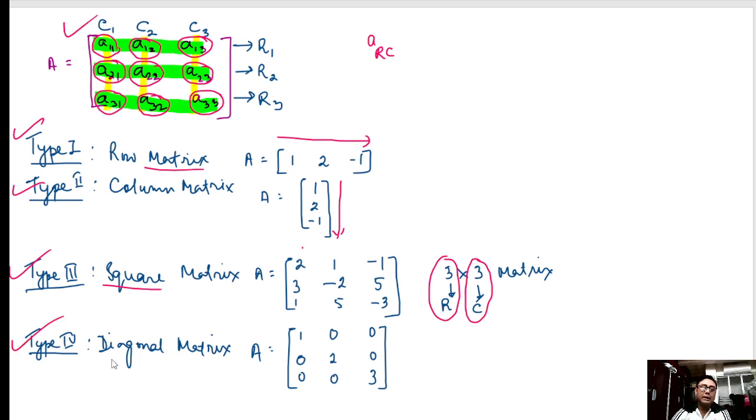Next, diagonal matrix. If we have elements only in the diagonal part, you see, these are the diagonal elements and others are 0. If the elements are present only in the diagonal and other elements are 0, it is called a diagonal matrix. So let's move forward.